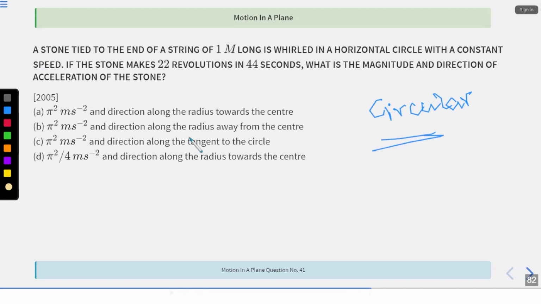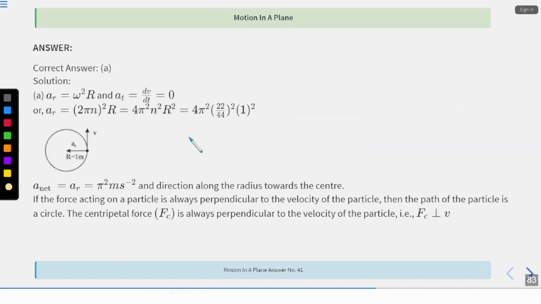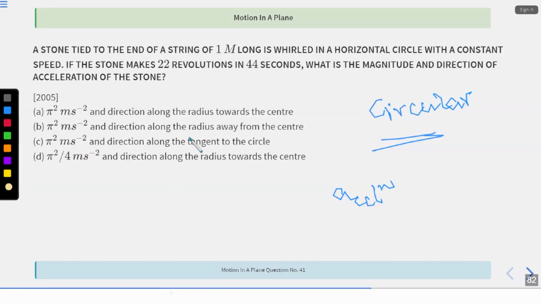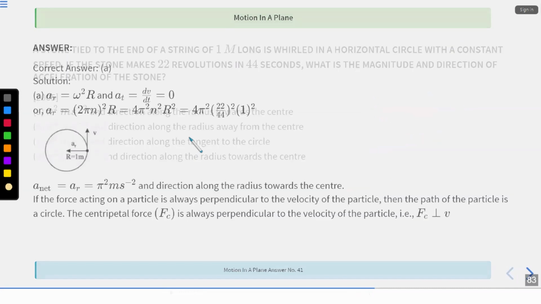Okay, the concept is circular motion. Here we have to find out the acceleration and the direction. So how do we do that? We know that a_r is equal to omega square r. This is the direct formula. And then tangential acceleration would be dv by dt, but it is equal to 0. Why? Because here we've been given constant speed, so therefore dv by dt is 0.